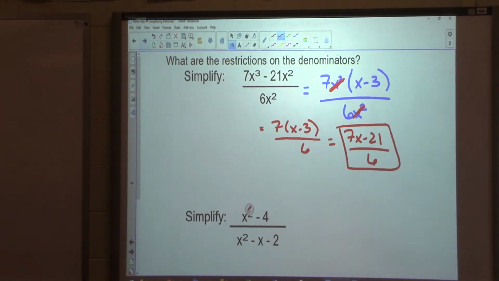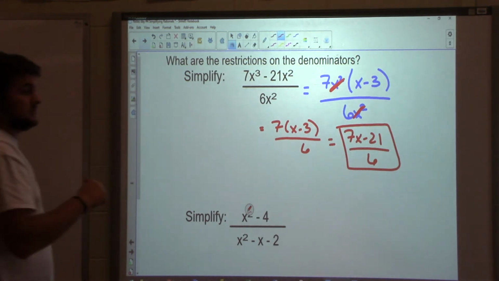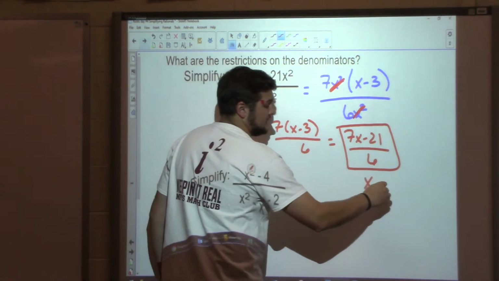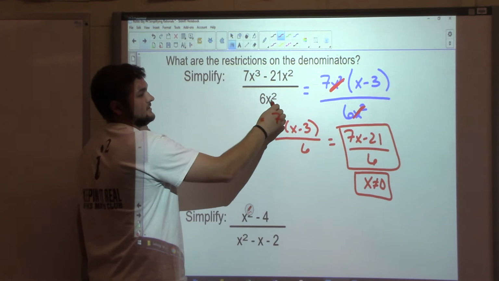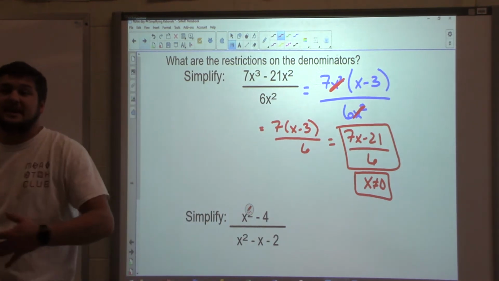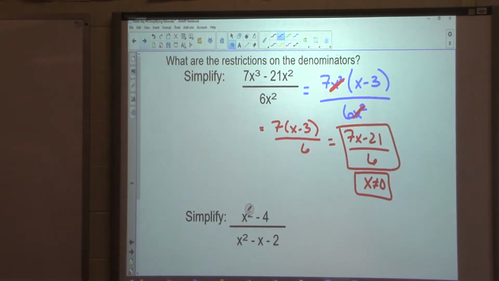What are my restrictions? X cannot equal 0. Right? If x equals 0 back here, I get 0 times 6, which is just 0. And I can't have that. Does that make sense?